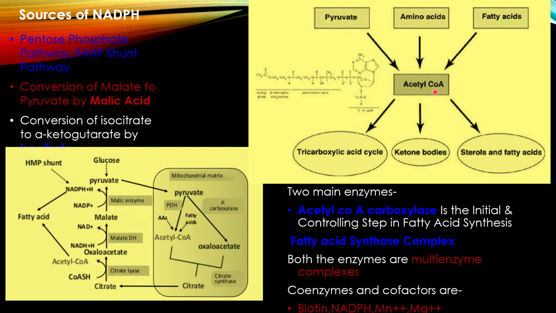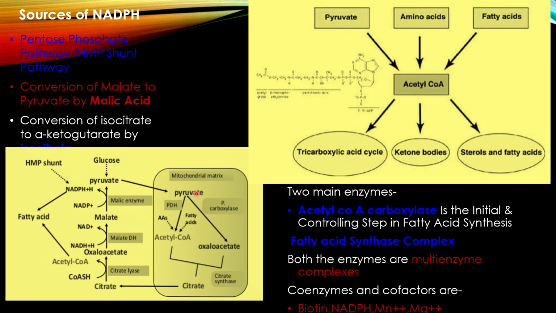And what is the utilization of acetyl coenzyme A? The major utilization is in the tricarboxylic acid cycle, or Krebs cycle, or citric acid cycle. Then it is also utilized in the synthesis of ketone bodies, which are an alternate source of energy when there is a lack of glucose for energy generation. The third important role of acetyl coenzyme A is in the synthesis of sterols and fatty acids. So this is the fate of acetyl coenzyme A.